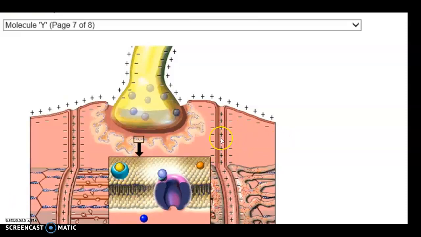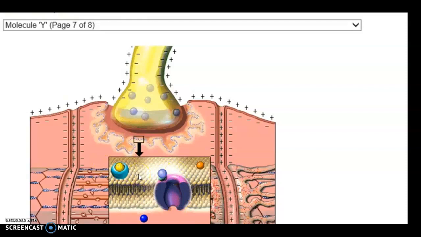Okay, another example was what was called molecule Y. And in this case, whereas molecule X was blocking the doorway so the acetylcholine couldn't open it, here molecule Y is actually blocking the binding site on the enzyme acetylcholinesterase, which is keeping the acetylcholine from being broken down. Well, if I can't break it down, then I'm definitely going to keep the door open much longer.